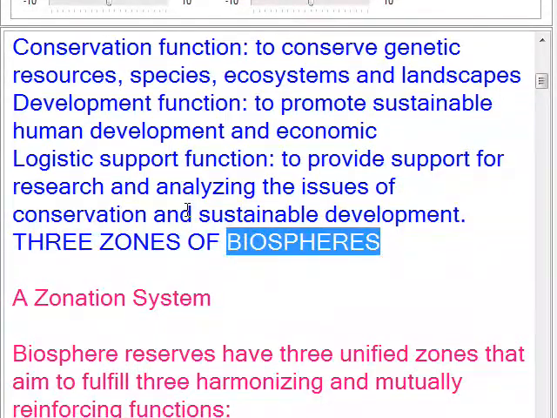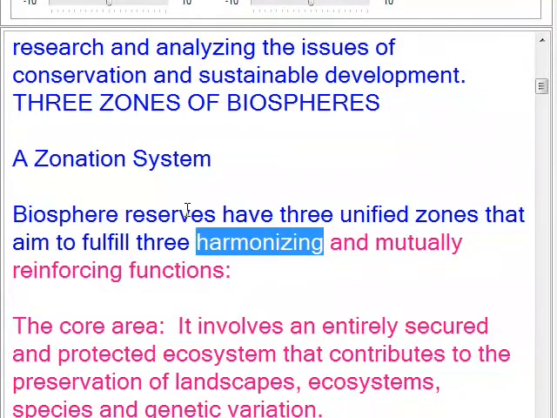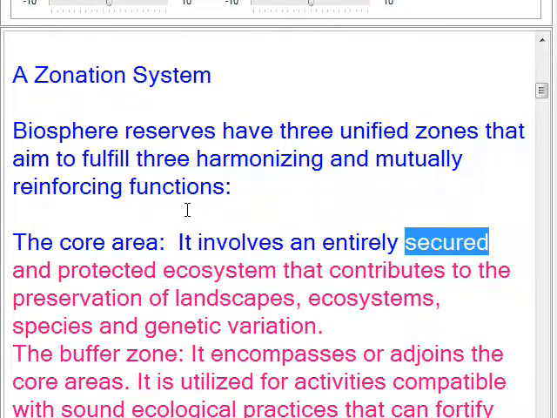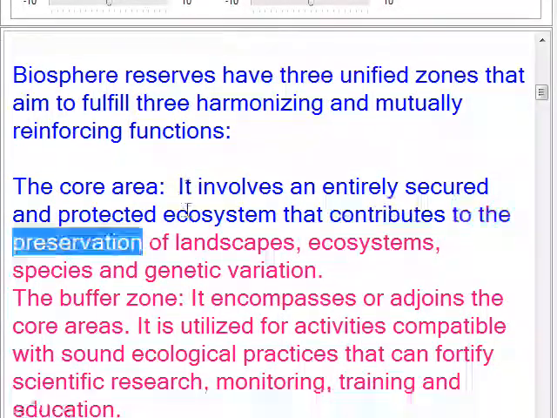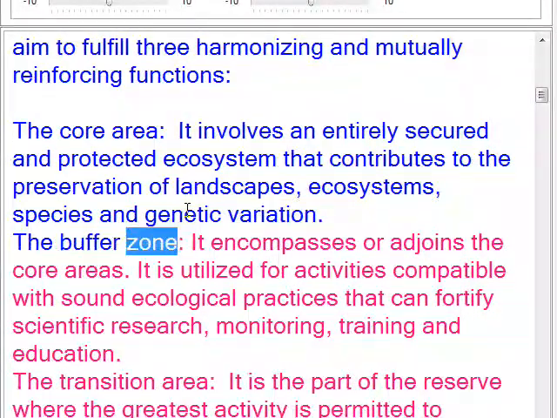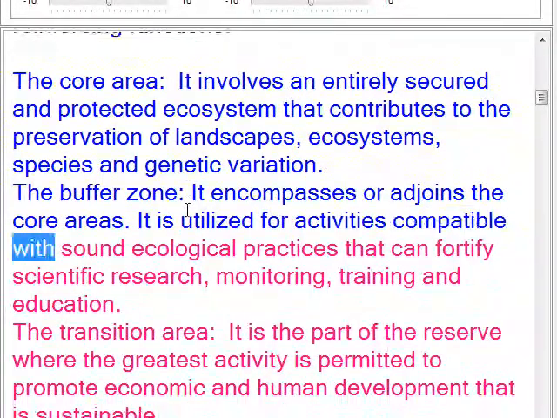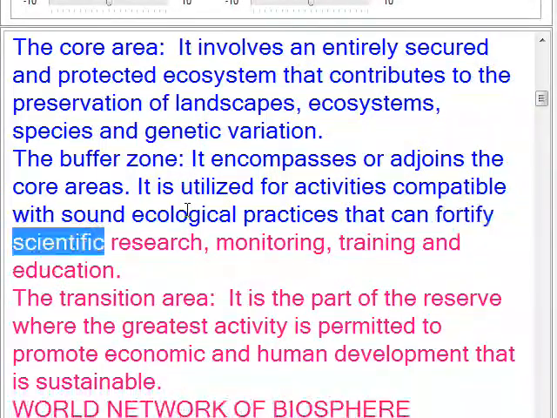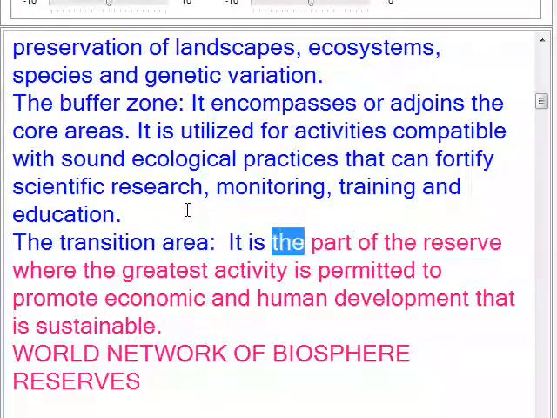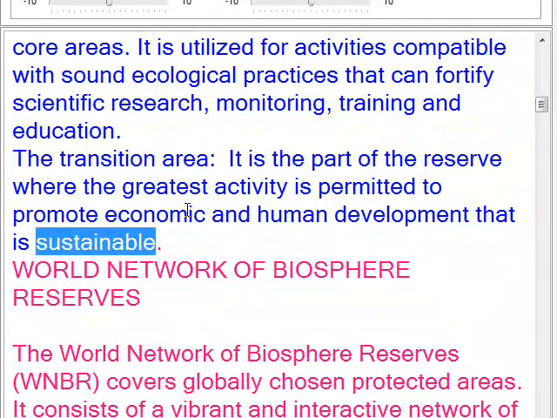Three zones of biospheres, the zonation system. Biosphere reserves have three unified zones that aim to fulfill three harmonizing and mutually reinforcing functions. The core area involves an entirely secured and protected ecosystem that contributes to the preservation of landscapes, ecosystems, species and genetic variation. The buffer zone encompasses or adjoins the core areas. It is utilized for activities compatible with sound ecological practices that can fortify scientific research, monitoring, training and education. The transition area is the part of the reserve where the greatest activity is permitted to promote economic and human development that is sustainable.